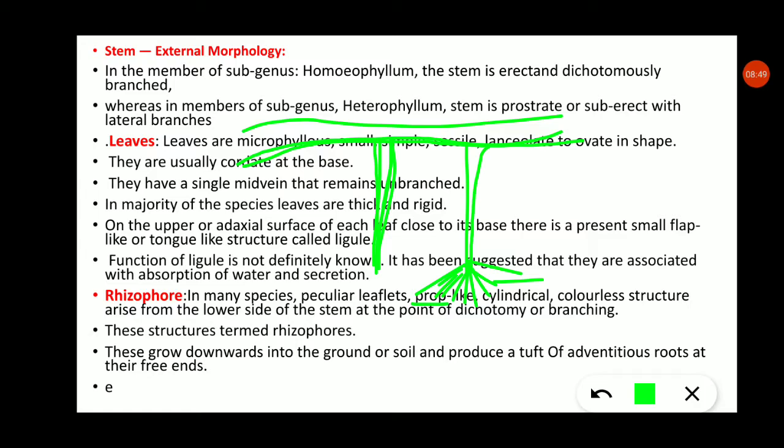What is meant by the rhizophore? A peculiar leafless prop-like, cylindrical, colorless structure arises from the lower side of the stem at the point of dichotomy or branching. This structure is termed the rhizophore. These grow downward into the ground or soil and produce a tuft of adventitious roots at their free end.